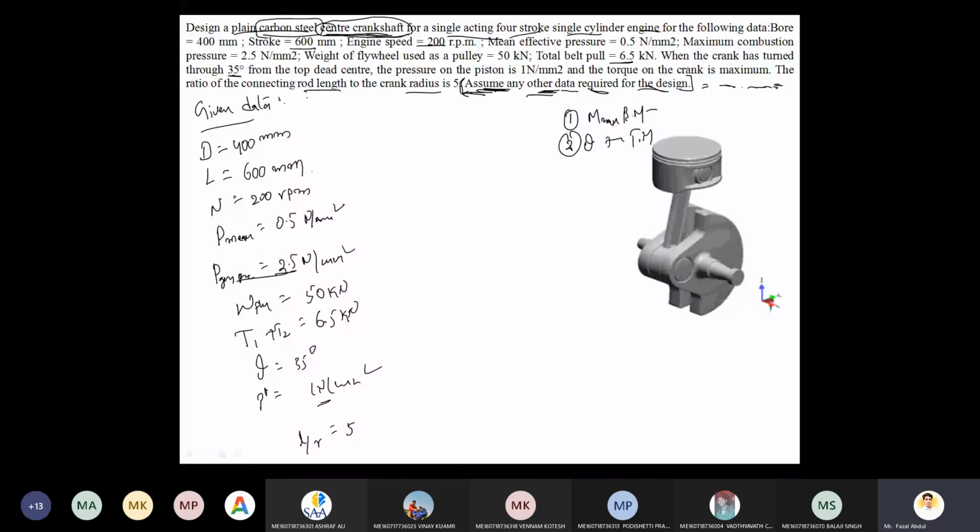See here, the question does not mention which criteria we have to follow. So that reason I am considering these two. If the question specifically asks for a criteria, then through that criteria only we have to follow. Okay, Babu. Here the question does not mention which criteria, so for that reason I am taking both criteria and designing the crankshaft here. Okay. Now first one.